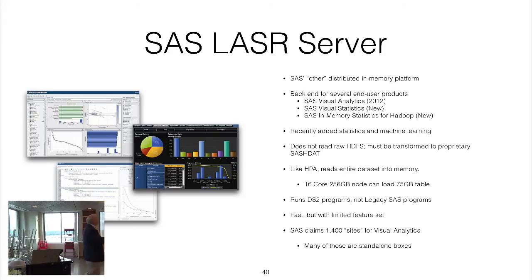SAS claims to have 1,400 sites, which is roughly equivalent to a box, right? It could be 1,400 boxes in one customer, or it could be 1,400 customers with one box, or somewhere in between. But those folks are all using Visual Analytics, which is pretty much a BI tool. I don't know if anyone has adopted or purchased the statistics capabilities for this box. But again, it was just released recently. I think it's worth noting because it's a product that's out there, and if you're working in an organization that's fairly SAS-centric, you'll no doubt hear about it.